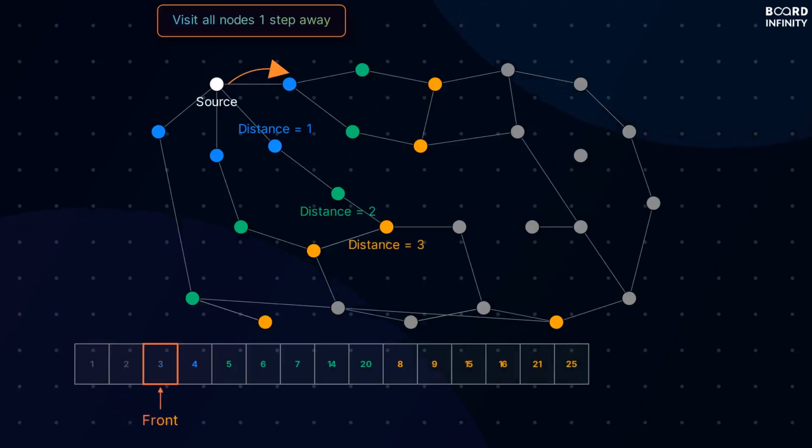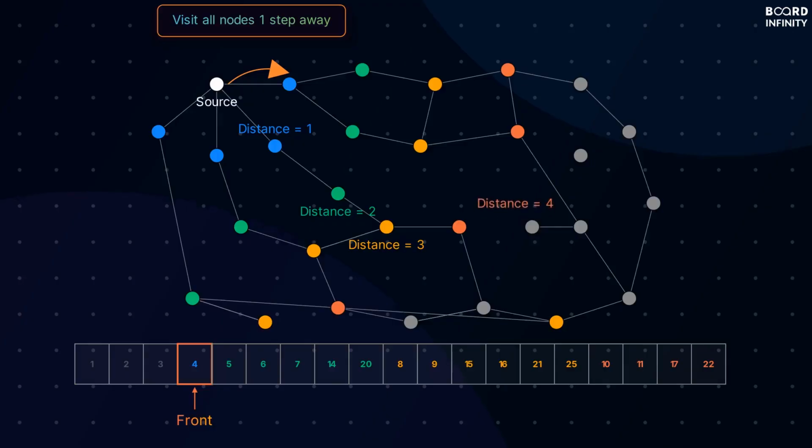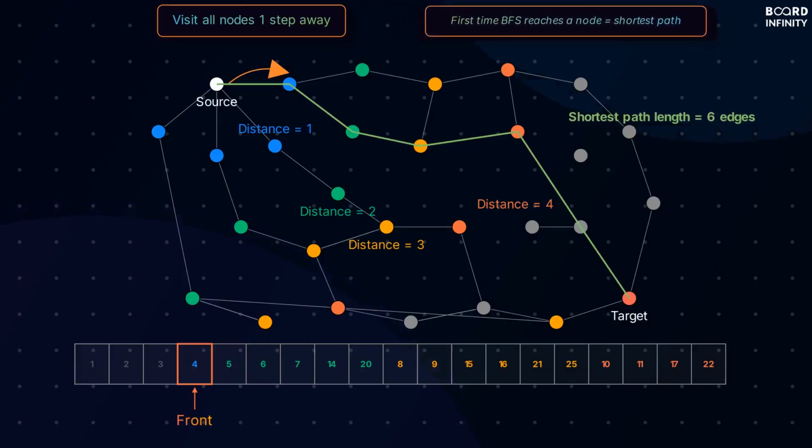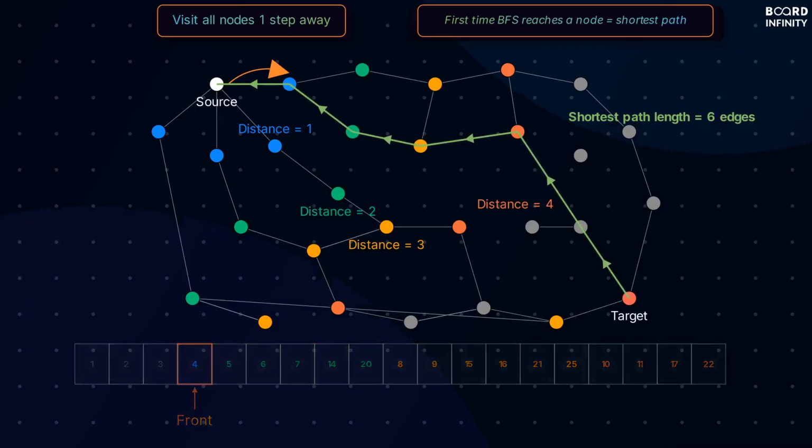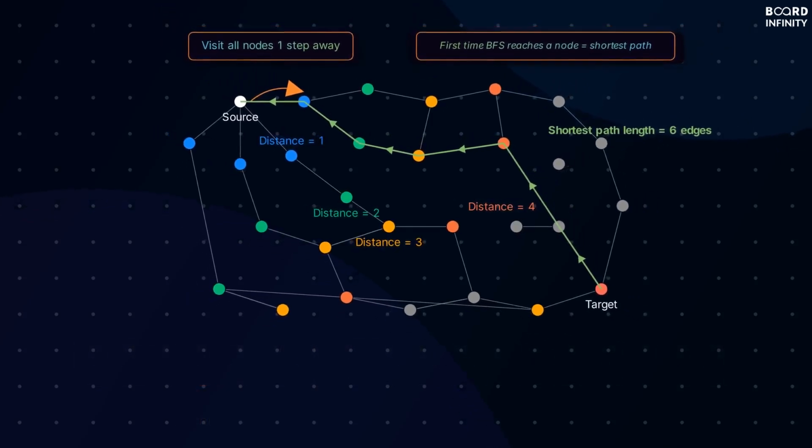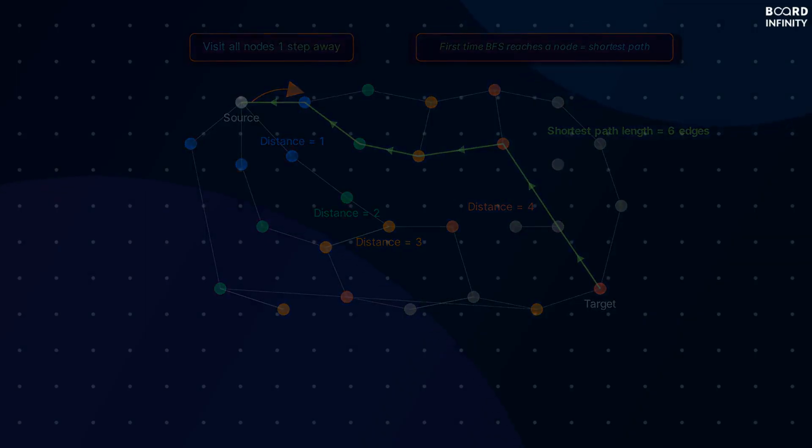Because BFS explores by distance, it guarantees that the first time you reach a node, you've taken the shortest path to get there. This is a crucial property for finding optimal routes. That's why applications like Google Maps use BFS for unweighted graphs. It efficiently finds the minimum number of turns or intersections to reach your destination.